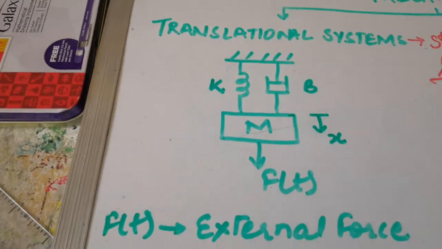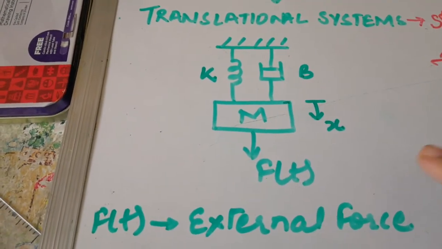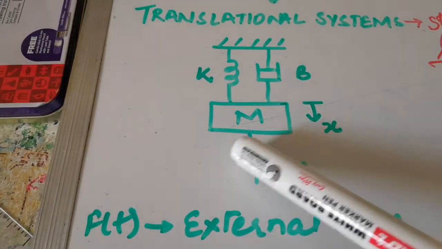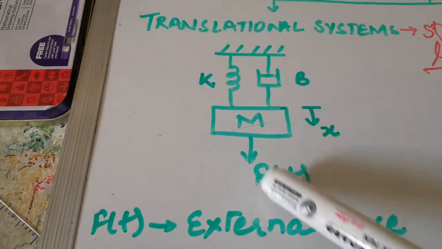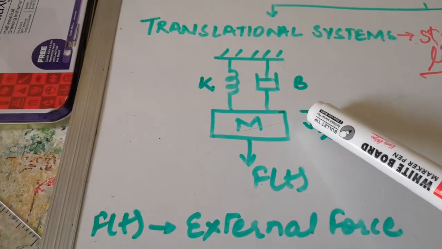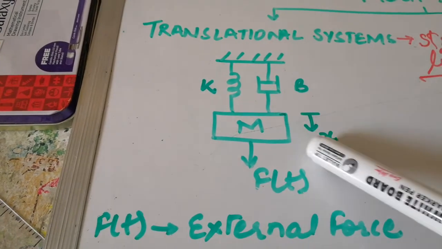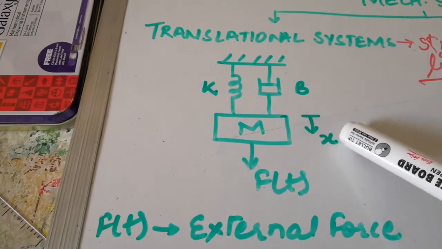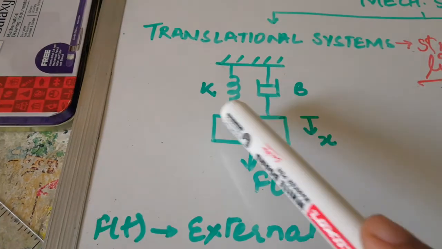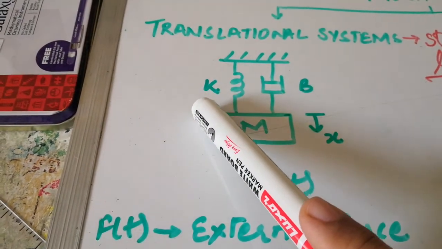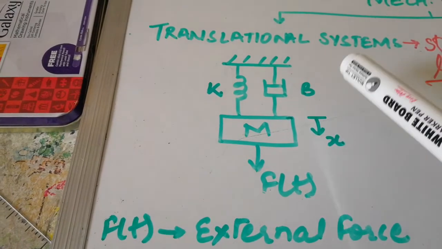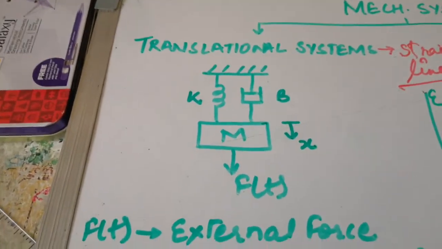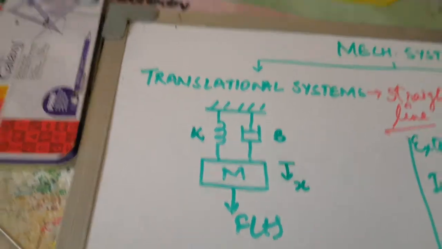So when we talk about a translational system, firstly this Ft is the external force that we have applied, and because this is the external force, the system should move in this direction. The displacement is described by x. So these are our constants, k for the spring constant and b for the viscous friction constant. So basically we should first know what viscous friction is.